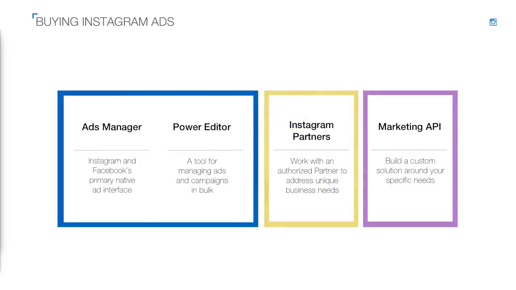Well, similar to targeting, we offer many of the same interfaces and channels that Facebook ads do. So Instagram ads can be purchased through Facebook's Ads Manager as well as Power Editor. They can also be purchased through Instagram partners. If you work with a Facebook marketing partner, the Instagram partner program is very similar. In fact, many Instagram partners are also Facebook marketing partners, making it really easy to get going on the platform.